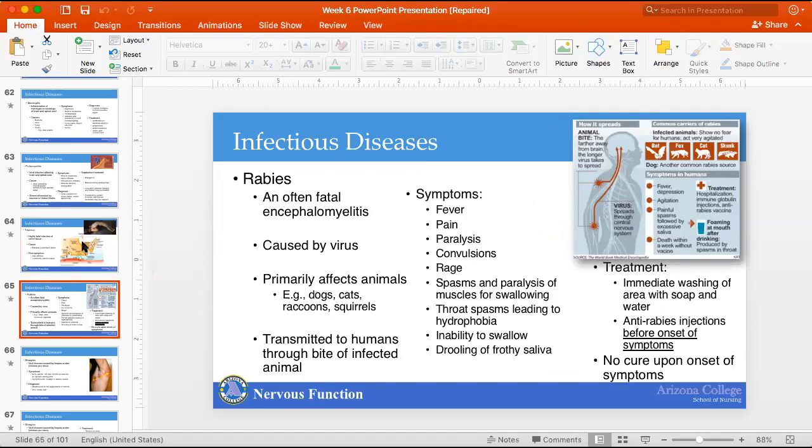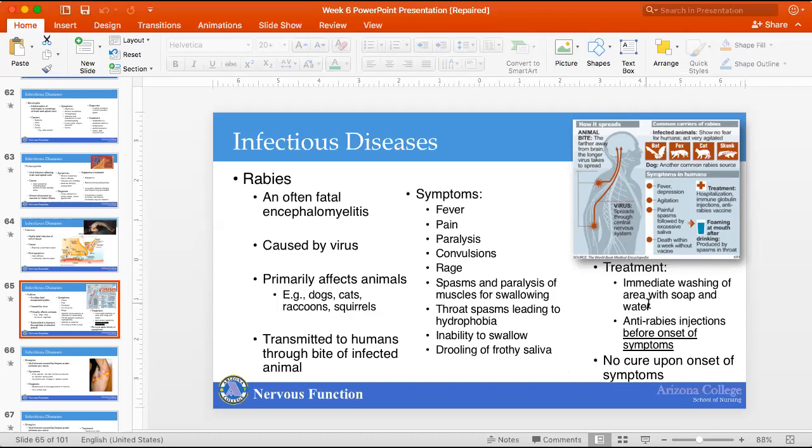Rabies, an often fatal encephalomyelitis caused by a virus, primarily affects animals, dogs, cats, raccoons, and squirrels. Transmitted to humans through a bite of the infected animal. Symptoms will be fever, pain, paralysis, convulsions, rage, spasms, and paralysis of muscles for swallowing, throat spasms leading to hydrophobia, or just not wanting to swallow fluid, and then leading to inability to swallow, drooling of frothy saliva.